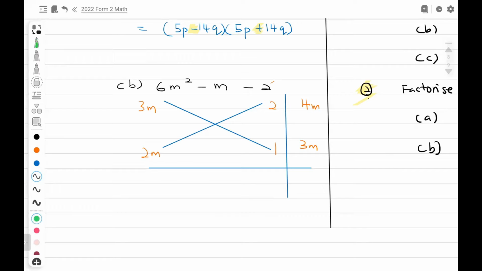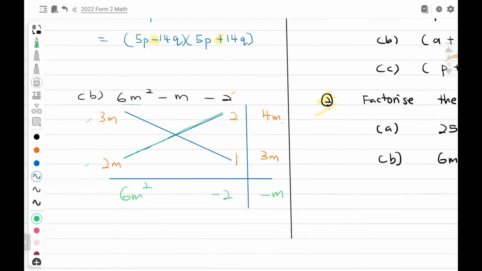So number B first, since I'm halfway. So 6m squared, you get the factors 3m, 2m. The factors of 2 is 2 and 1. After you insert already, follow the line, multiply. 2 times 2 is 4, 4m. 3m times 1 is 3m. Make sure we write the 3 terms at the bottom there.